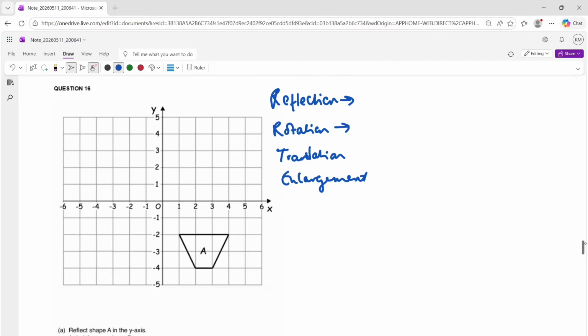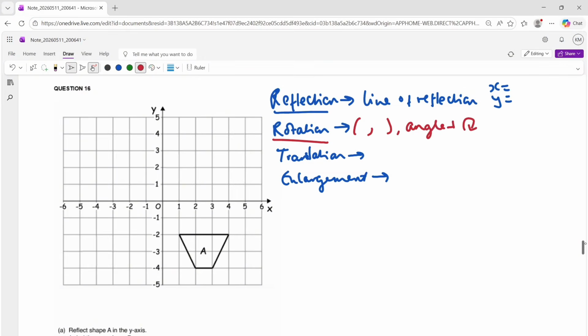to describe a single transformation, which means you only talk about one of these. The minute you muddle them up, you lose all your marks. So reflection, if you're doing a reflection, you state that it's a reflection, and then you state the line of reflection, which will be x equals or y equals. Rotation, you state that it's a rotation. You give the center of rotation, which is a coordinate. You give the angle and direction. So that's clockwise or anti-clockwise.